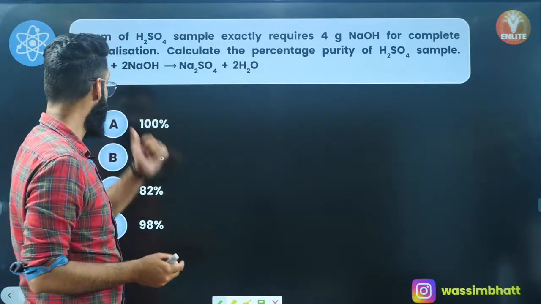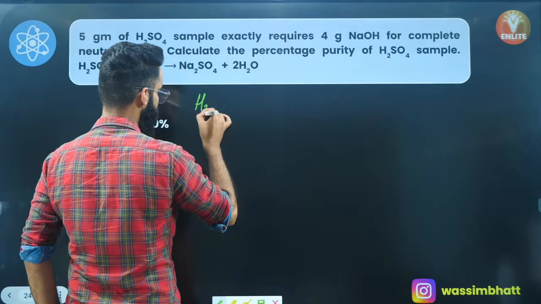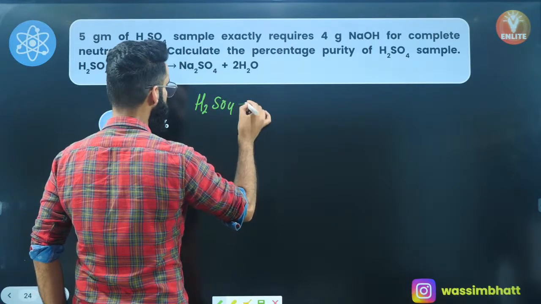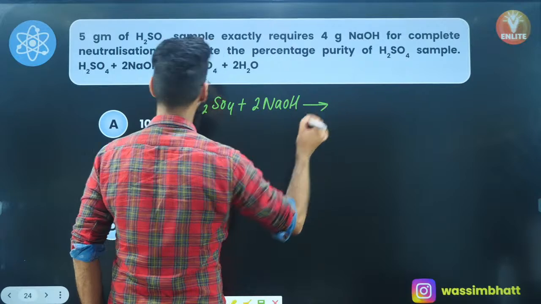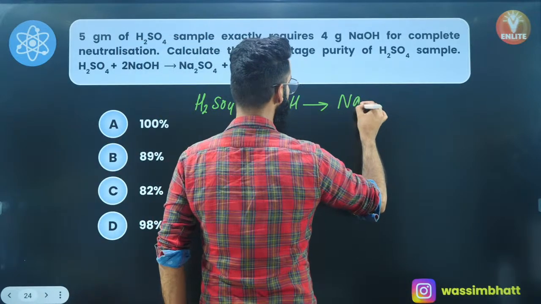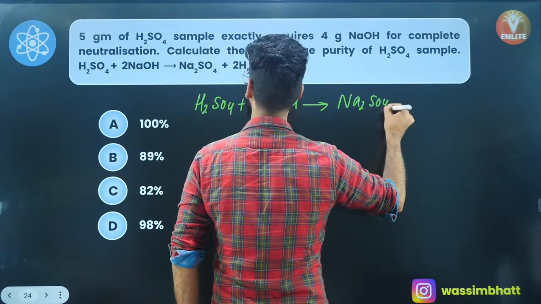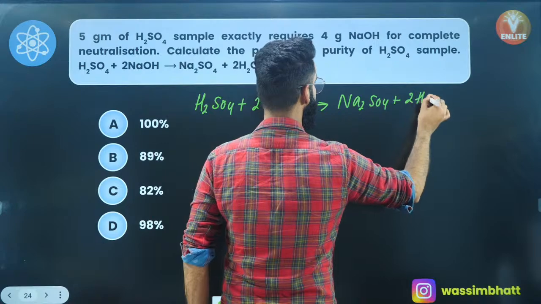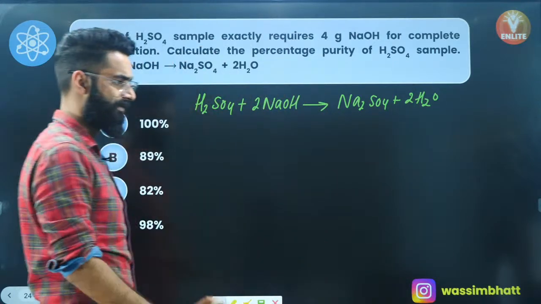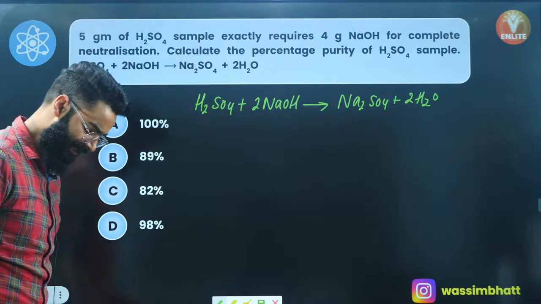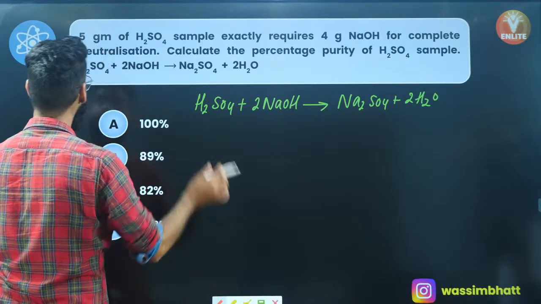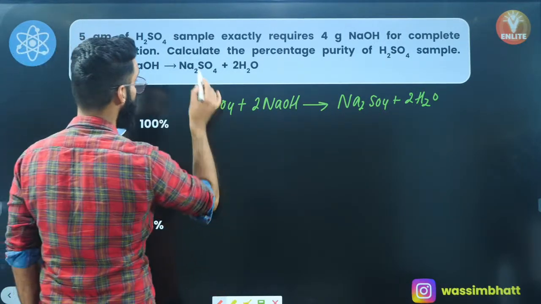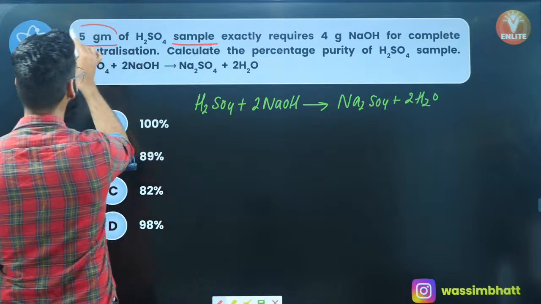Number two, the reaction that's given to me is something like this. H2SO4 plus 2 times NaOH gives Na2SO4 plus 2 times H2O. This is the reaction that's given to us. Have a look exactly, my dear people, how to solve this. As far as this question is concerned, 5 grams of H2SO4 sample.